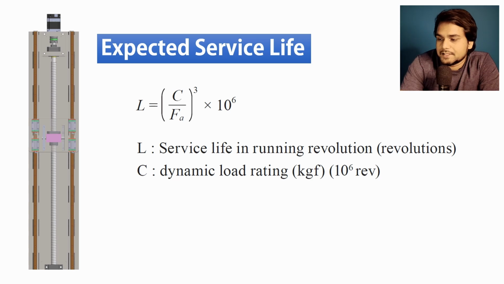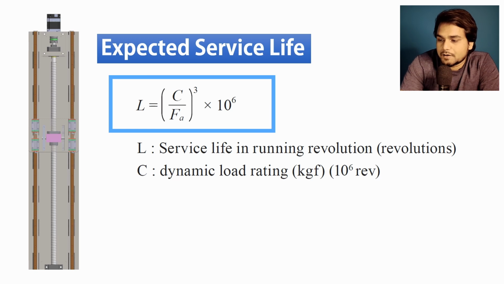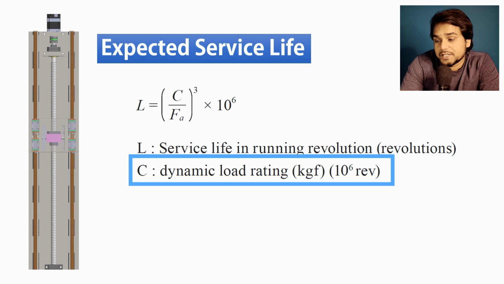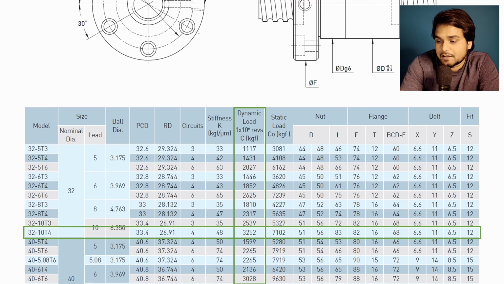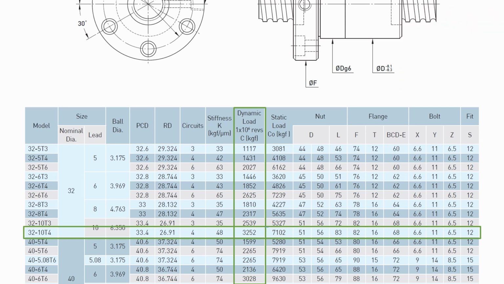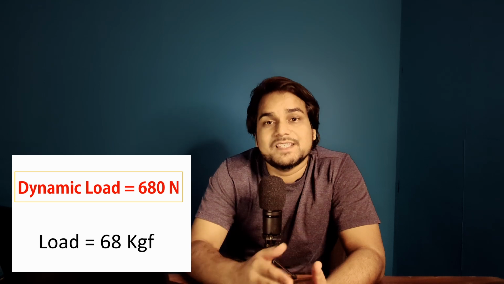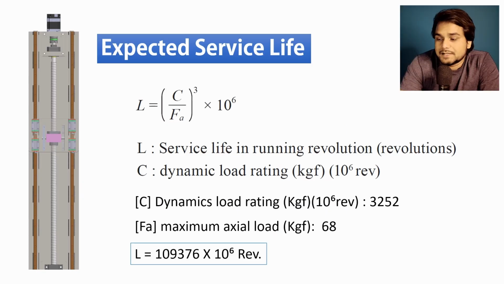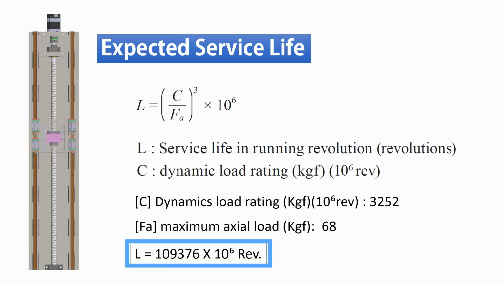And here service life is given in number of revolutions, and the formula is the cubic root of dynamic load rating divided by axial force, into 10 to the power 6. So the dynamic load rating we have to check with the manufacturer catalog. And for the rolled ball screw, diameter 32 with lead 10, it is 3252. And the maximum axial load we have already calculated, 68 kgf. So the service life will become 109376 multiplied by 10 to the power 6 revolutions.